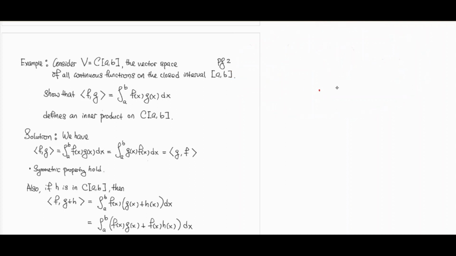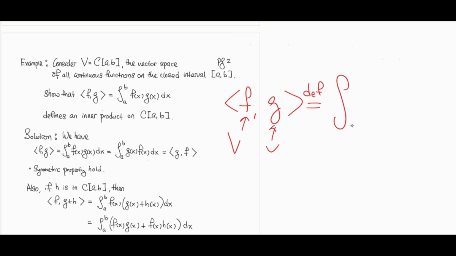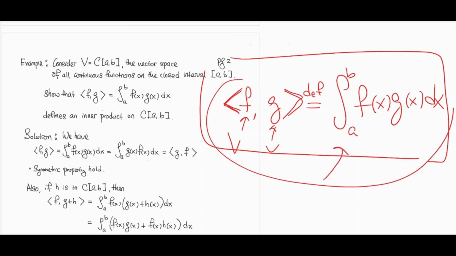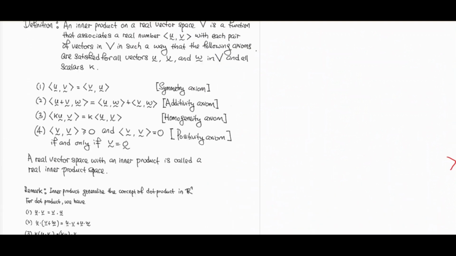Now we want to define a version of the dot product. I'm claiming that if you take a function f from V, and then take another function g, also from V, and I define this operation as the integral from A to B of f(x) g(x), the bracket f comma g, if I define my operation like this, this operation will satisfy these 4 properties.